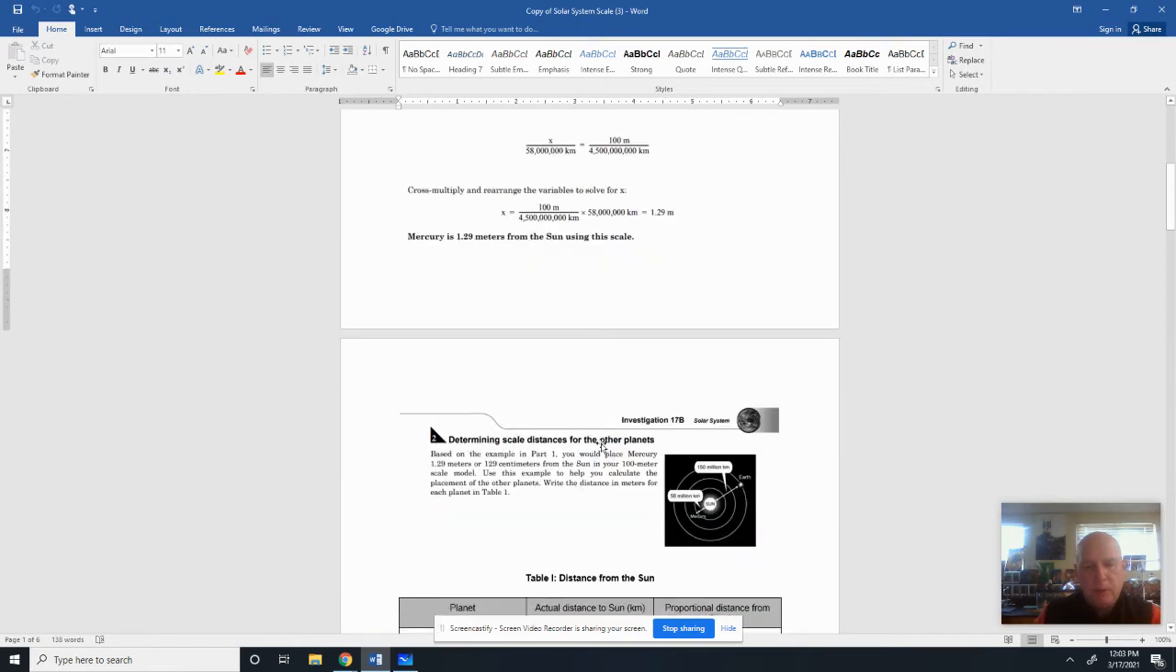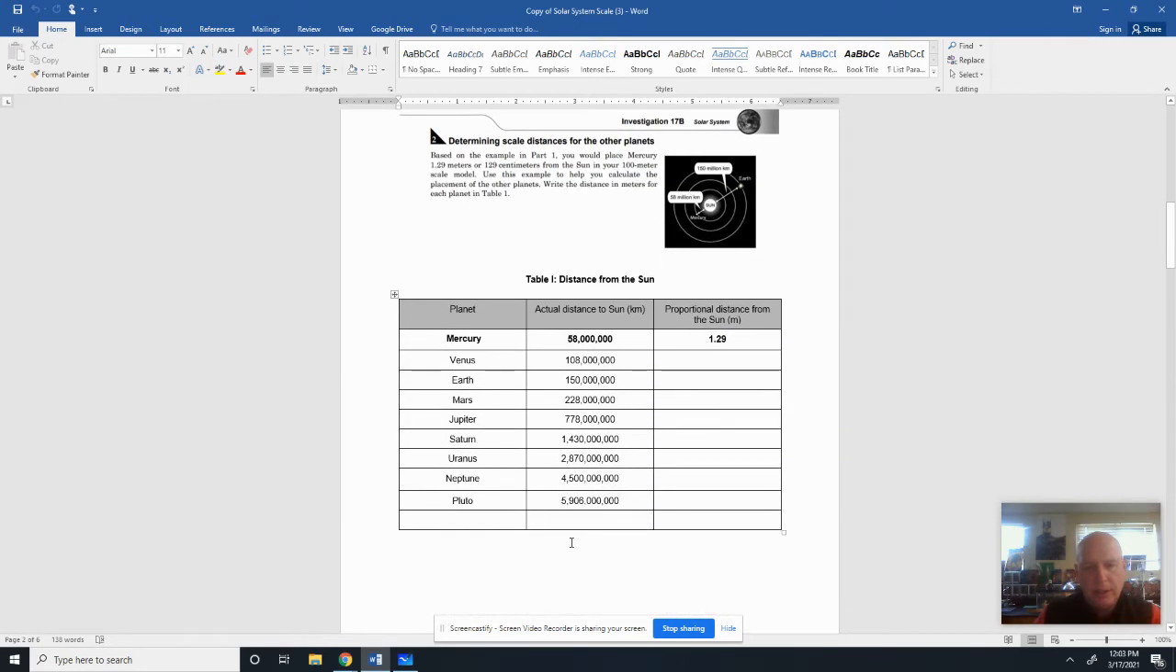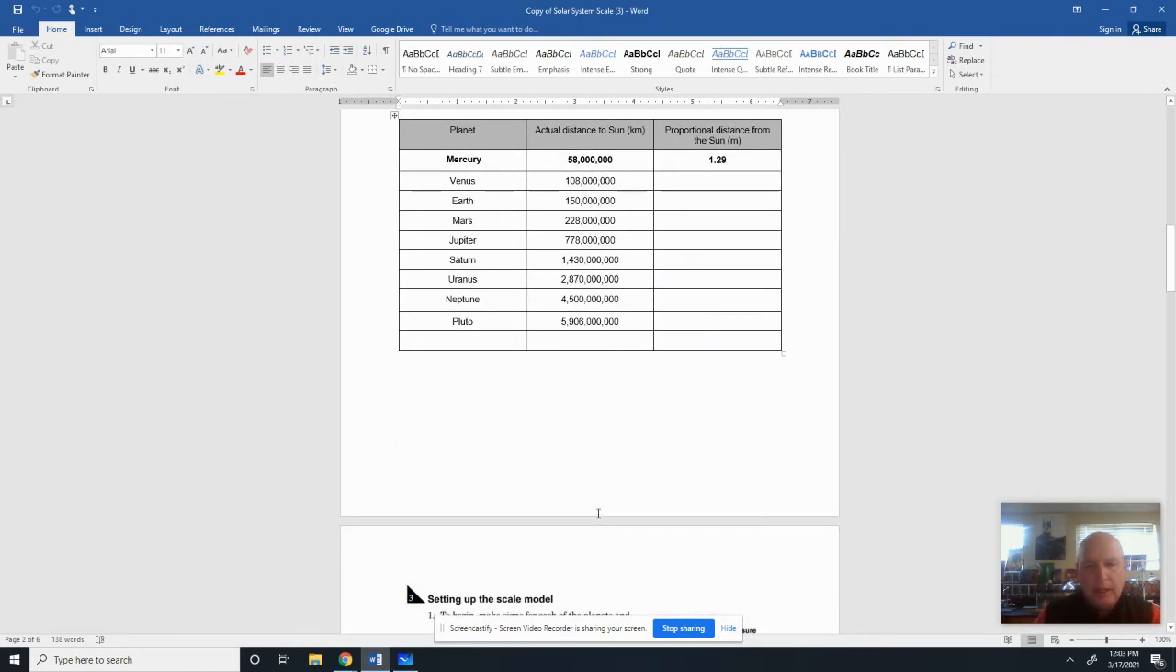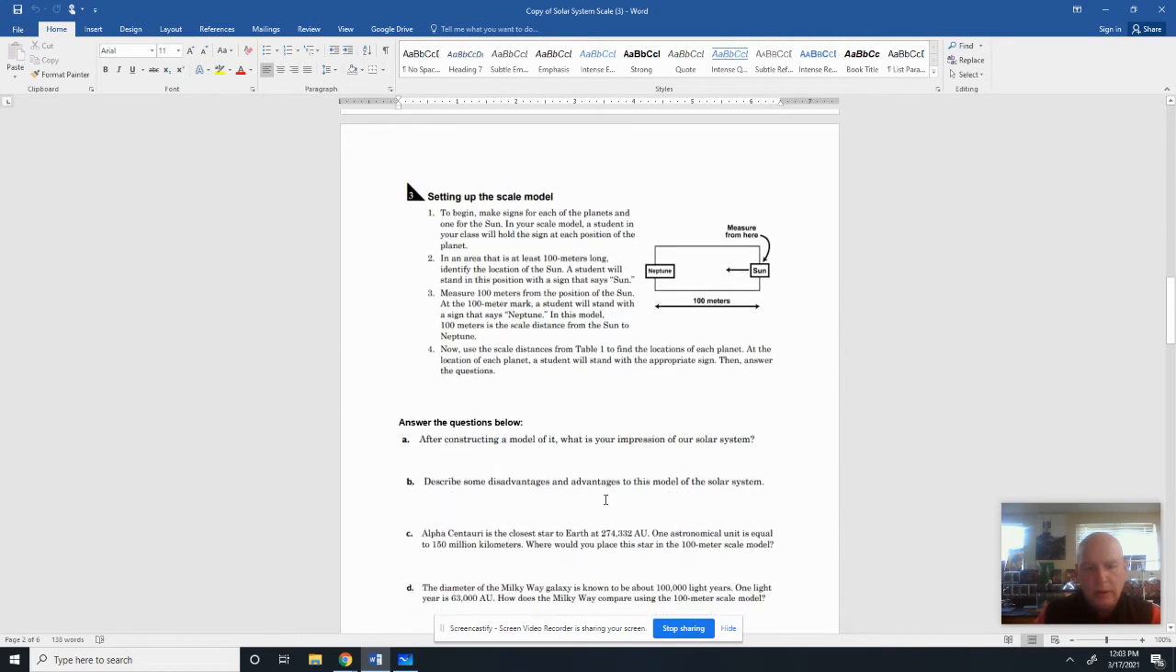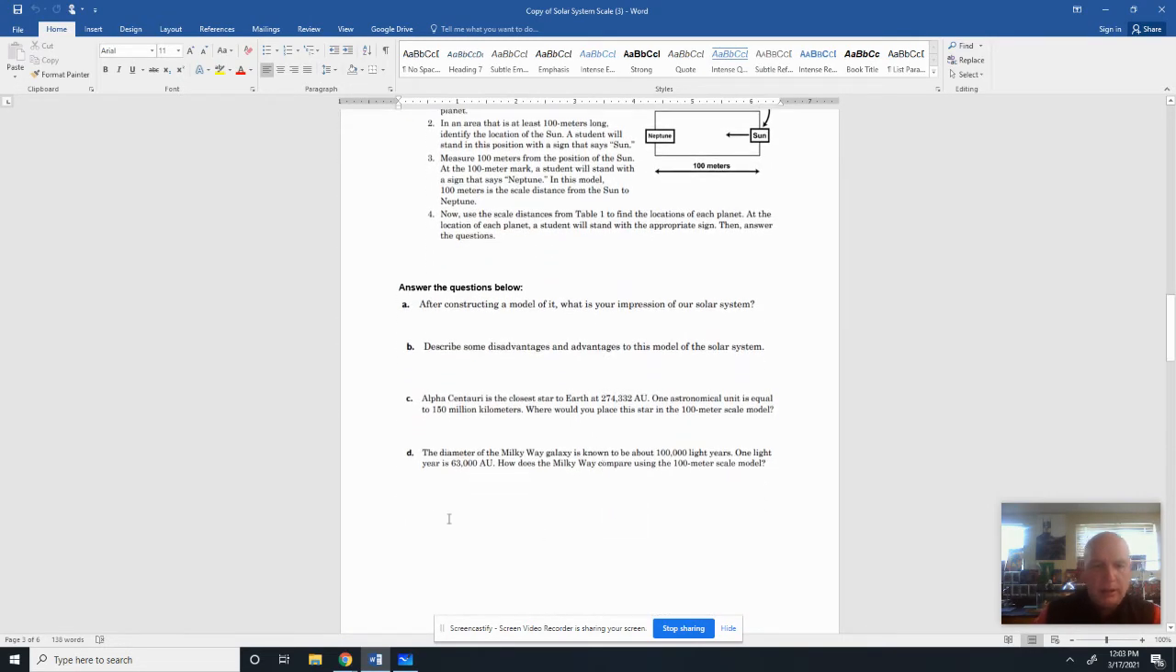All right. So if we scroll down below the first diagram and go to this diagram, you can answer the first two questions kind of easy. It says, after constructing a model of your solar system, what is your impression of our solar system? So what do you think? I'm trying to put something in the middle of that football field from one goalpost to the other goalpost. Even at that scale, what do you think about the size of our solar system? So you should have some opinion there.